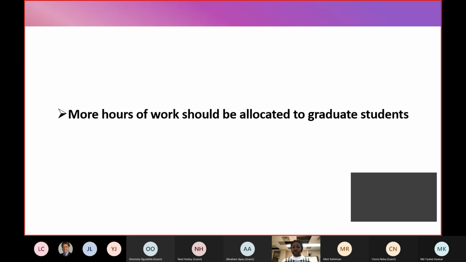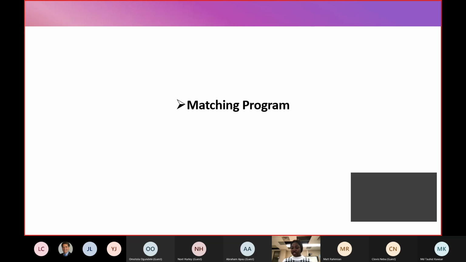Lastly, we would recommend the development of a matching program. The Internationalization Office can pair continuing students with first-year international students to help them settle in and provide them with the needed support. This could be a few hours of meeting every month or any time based on their convenience.